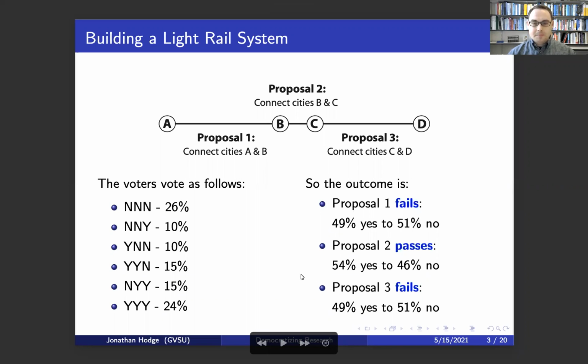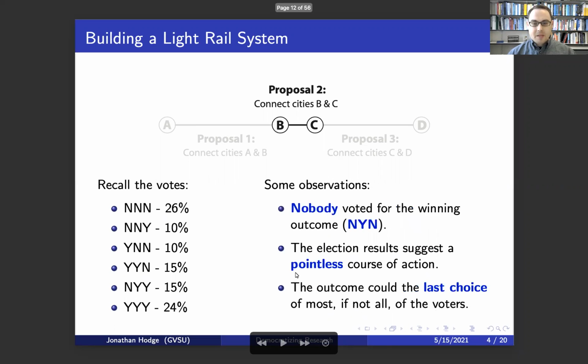So what happens here is that we end up only building the BC connector, which was the least needed option. B and C are already pretty well connected. And also, nobody voted for that. Not a single person voted no, yes, no. Nobody really wanted this. It's a pointless and redundant course of action. Conceivably, this is not only not the first choice of any voters, but it could conceivably be the last choice of many, if not all of the voters. And it's not too hard to construct examples like this where you do have an outcome that is the last choice of every single voter in the election.